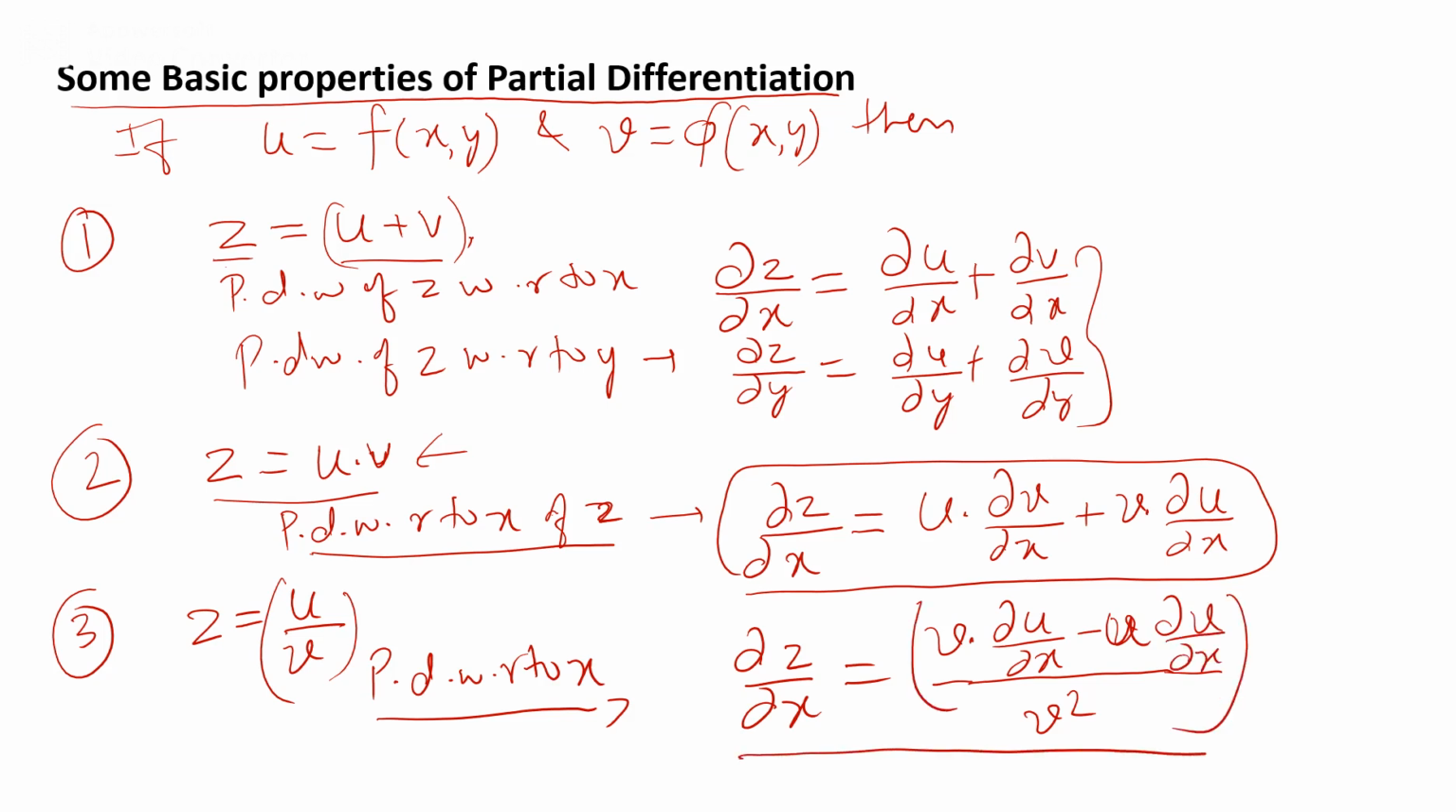And in a similar manner, we can take the partial derivative with respect to y here. You have to remember, if z is a product of two functions, we use the product rule, and if z is in the form of a quotient, we apply the quotient rule.